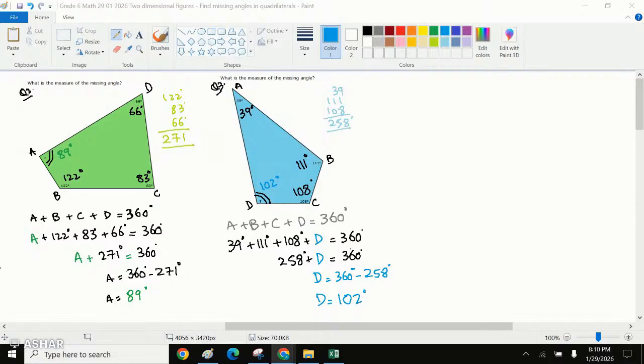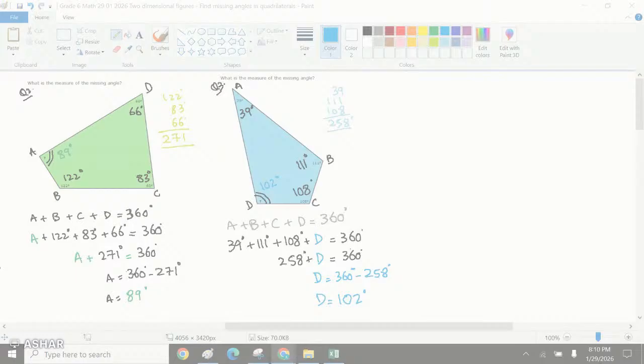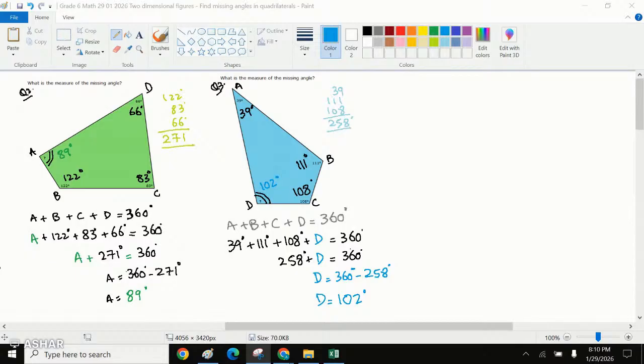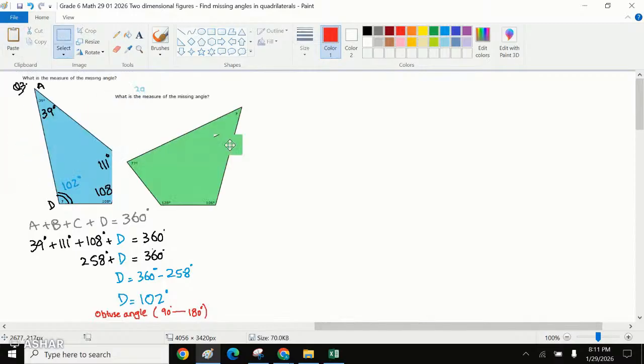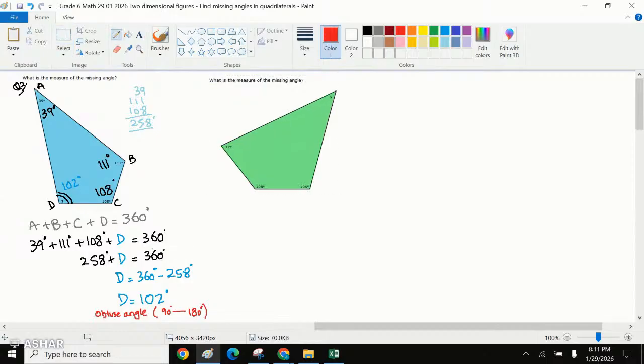For the next question, it says, what is the measure of the missing angle in this given shape? Okay, let's write one more thing. This is obtuse. Let's start defining, because an obtuse angle is between 90 and 180, right? We'll also write whether it's acute or obtuse. For the next question, question number 4.